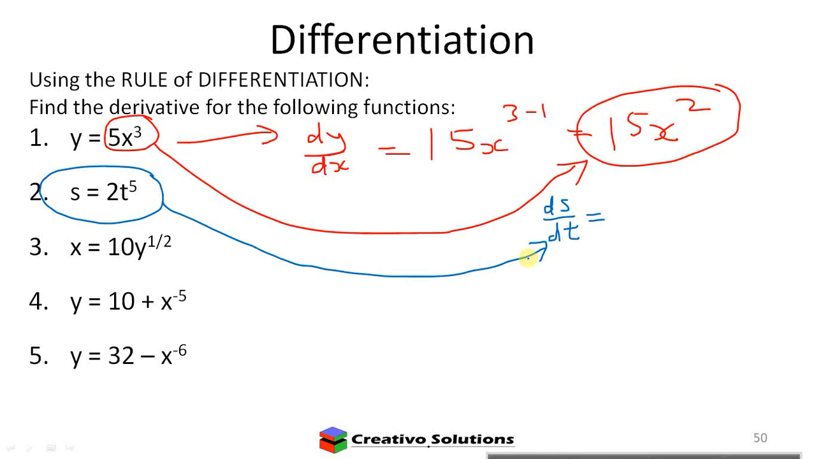So they can give you different variables. They don't have to give you y's and x's. It could have been something different, which it is in this case. So if I give you s's and t's, do I apply the same process? Yes, exactly the same process. But now instead of dy, it's going to be ds. Instead of dx, it's going to be dt. Then I just times the exponent to the number. What's 5 times 2? 10. t, what's 5 minus 1? 4. There's the derivative. There's the answer.